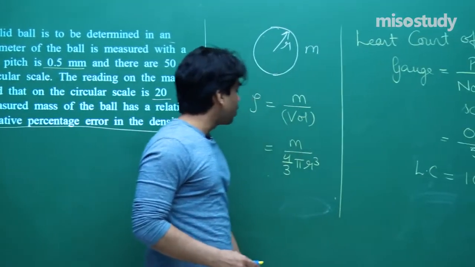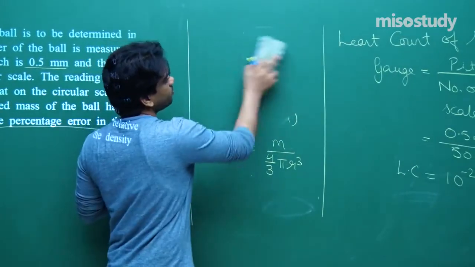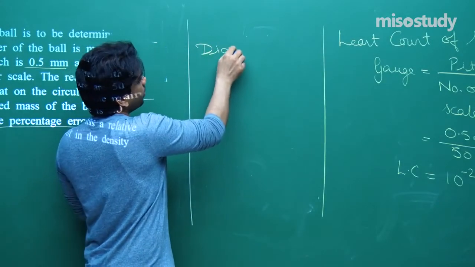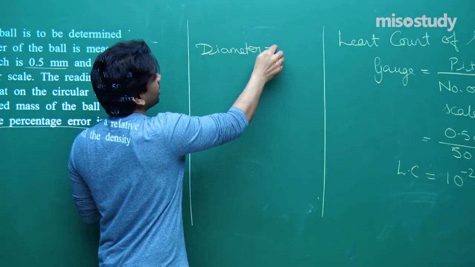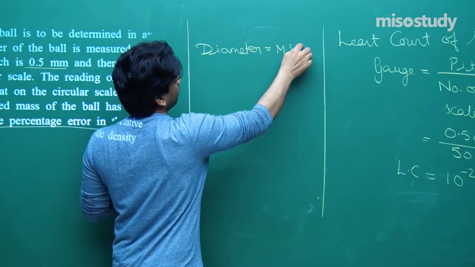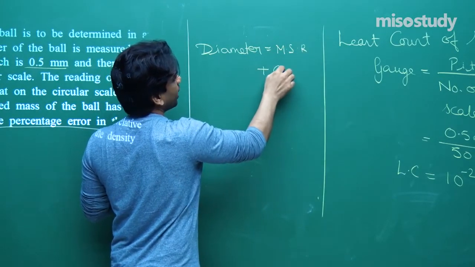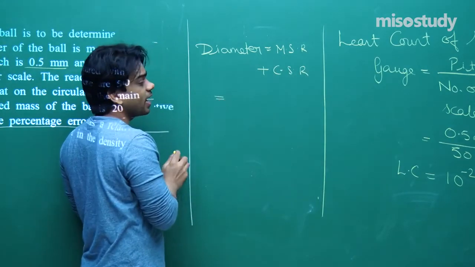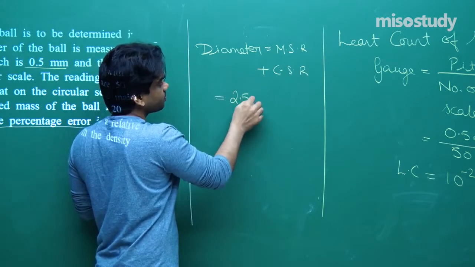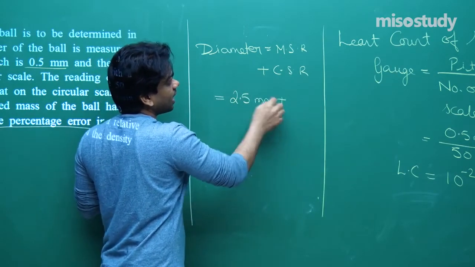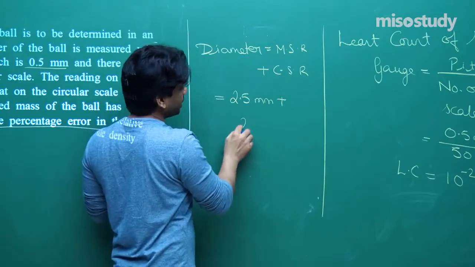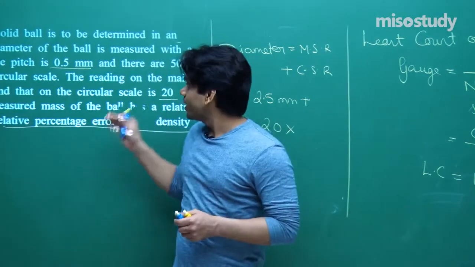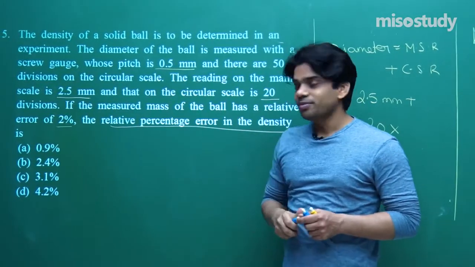So let me write down the value of the readings. The diameter will be equal to main scale reading plus circular scale reading. This is what I have taught you. Now main scale reading, that is provided as 2.5 mm, and circular scale reading for that 20th division is coinciding. So 20 multiplied with, you see here, 20th division is coinciding with the main scale reading.